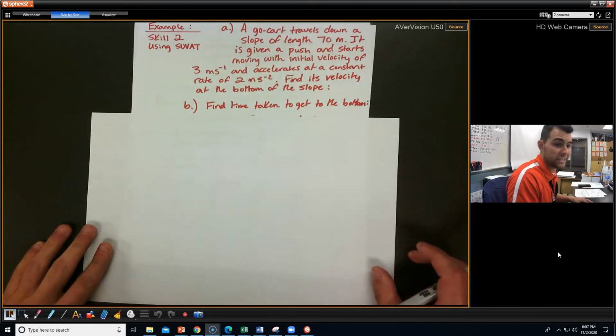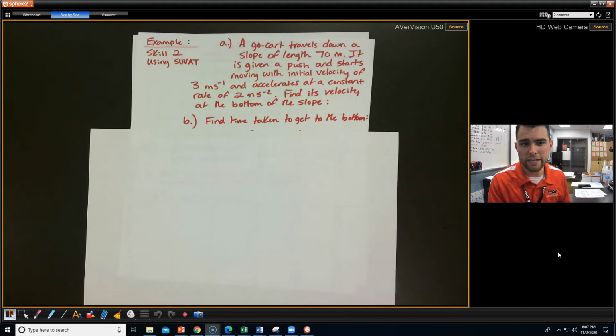which is this first example problem, which is a doozy, okay? So, caveman write it. Don't try to write all of it. Get the key ideas down, okay? So, a go-kart travels down a slope of length 70 meters. It is given a push and starts moving with initial velocity of 3 meters per second and accelerates at a constant rate of 2 meters per second squared. Find its velocity at the bottom of the slope. And then part B says find time taken to get to the bottom. So how long did it take for it to travel to the bottom?